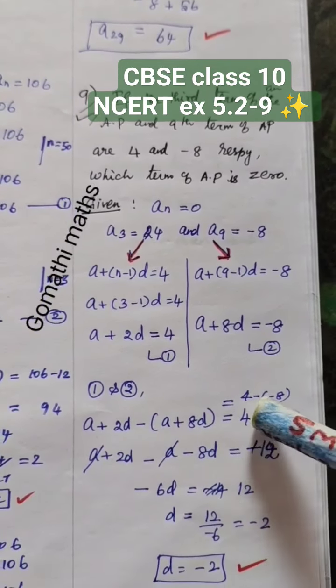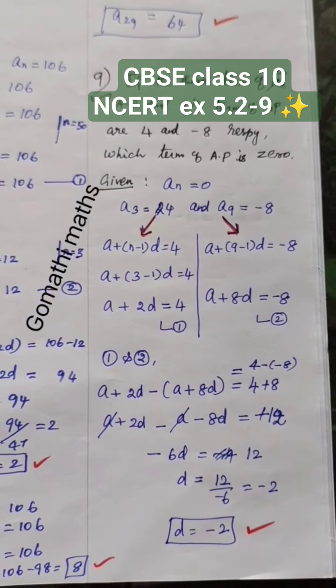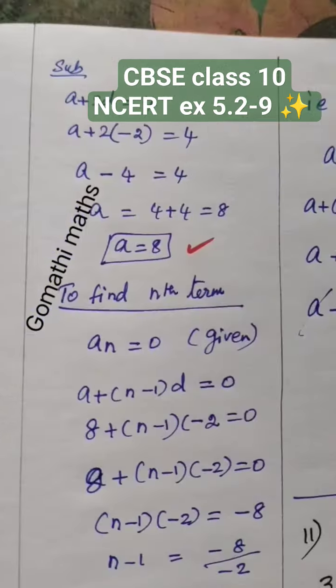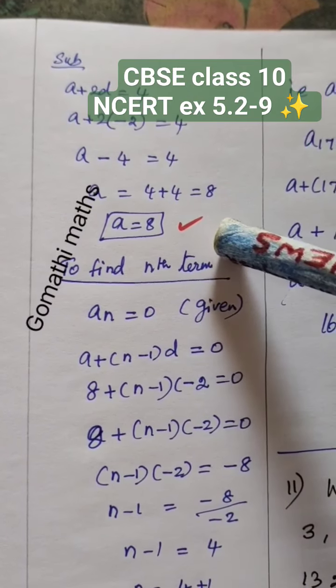Now solving 1 and 2, இந்த ரெண்டையும் அப்படியே subtract பண்ணினா you are getting the value of d equal to minus 2. Substitute d value and you are getting a as 8.